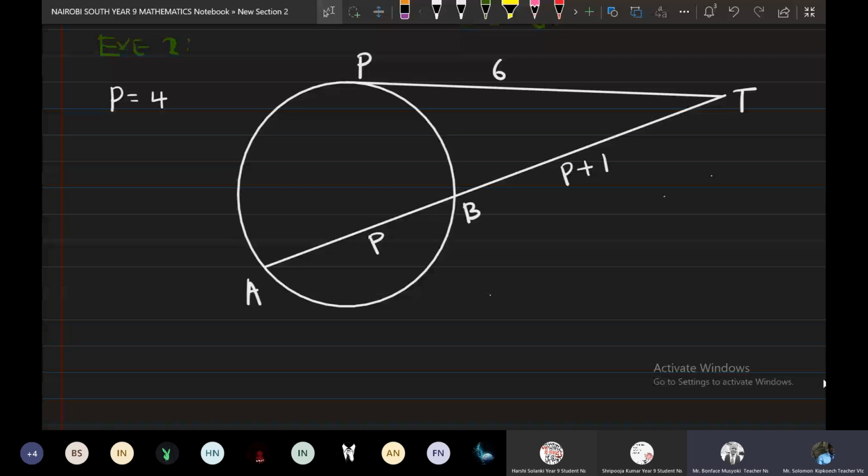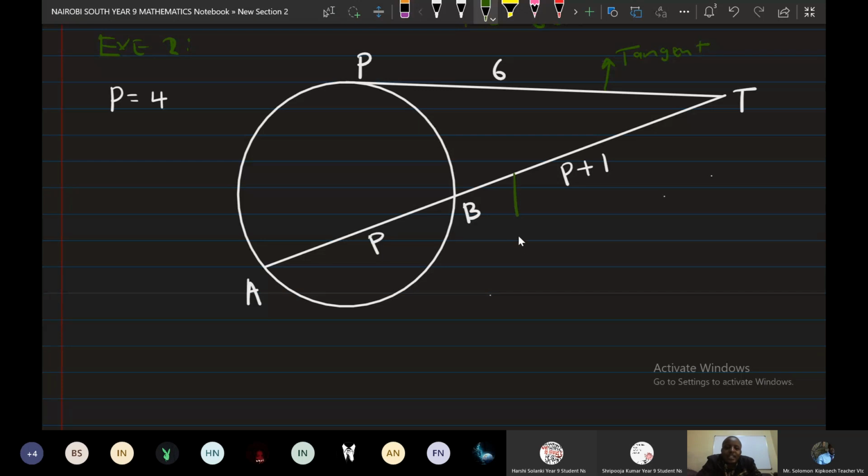Now, what we need to do first of all, we need to look at the tangent and identify the chord. Identify the tangent, identify the chord so that we can apply the rule we stated earlier. Now, the tangent is PT, the one above there. So now we can say PT squared equals the chord, which is AT.